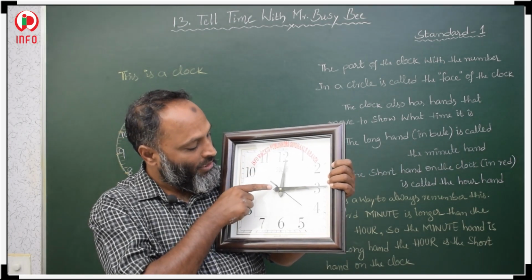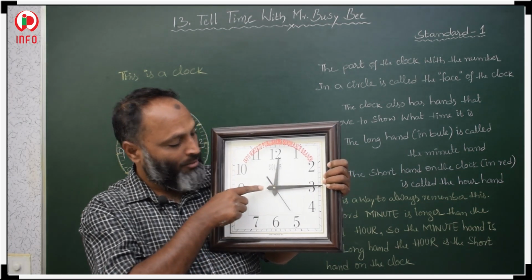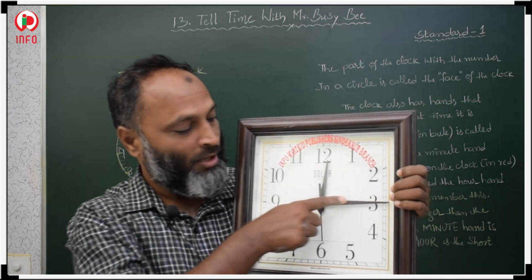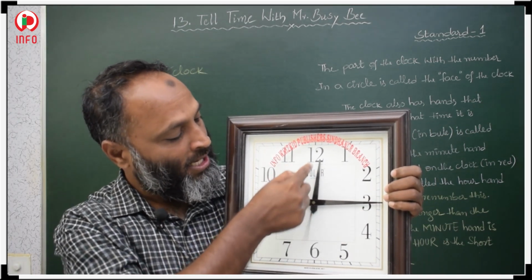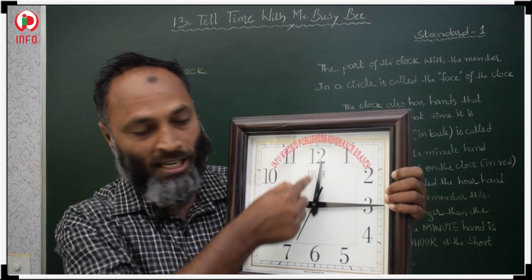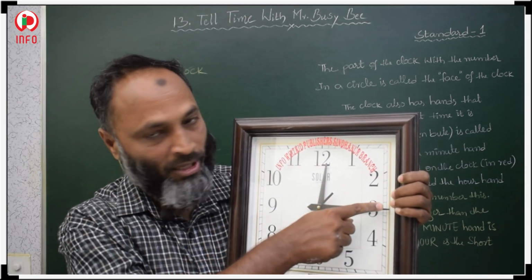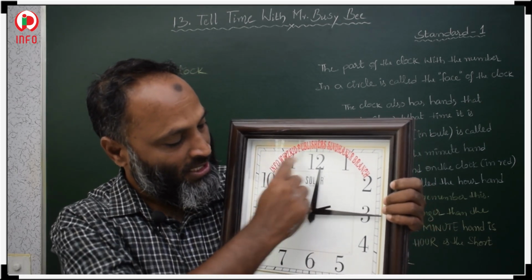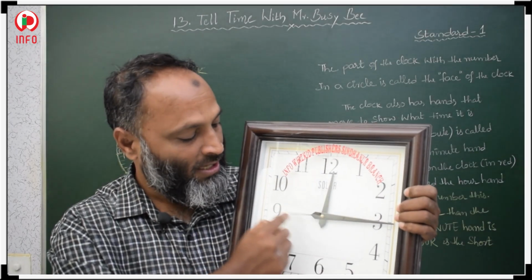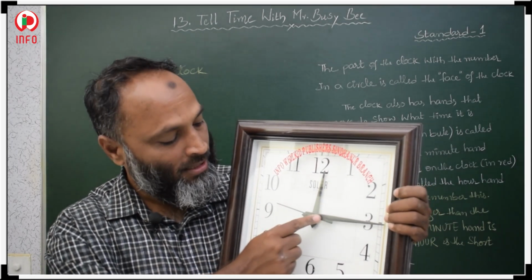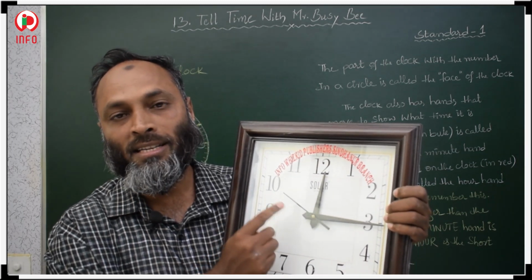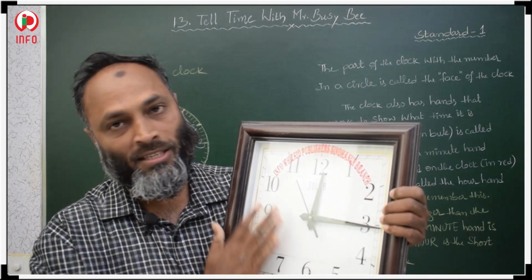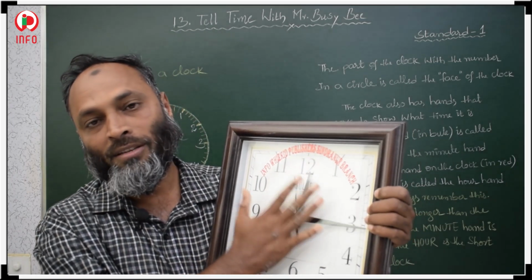Here we have hands. This bigger hand is a minute hand, and this smaller hand is an hour hand. One more hand is continuously rotating without stopping. This hand is a seconds hand. This complete face is called the face of the clock.